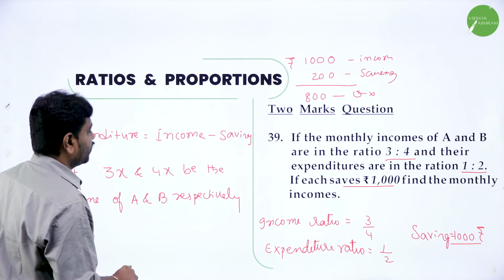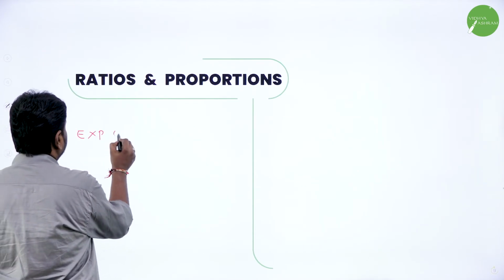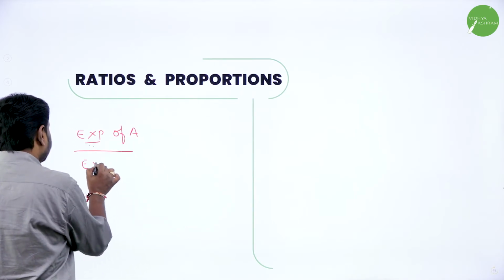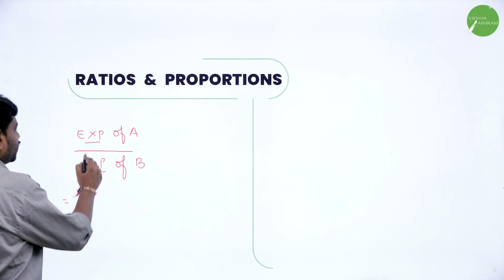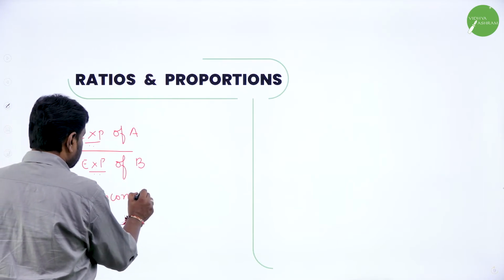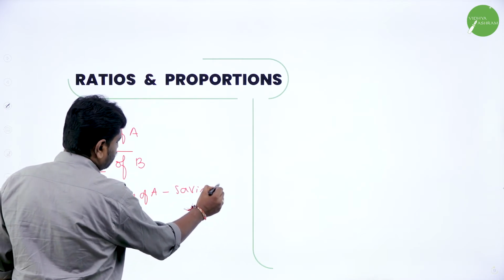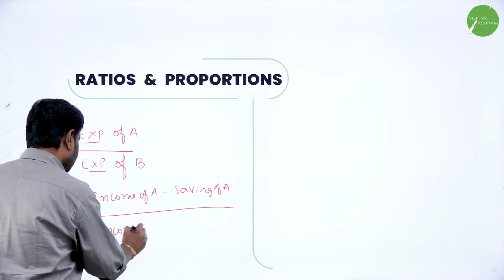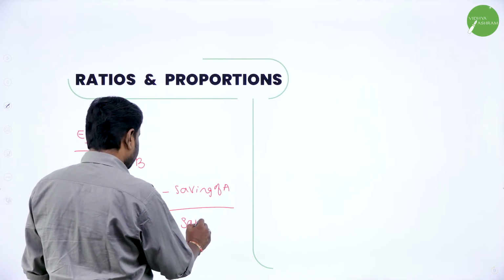Then they want the expenditure ratio. So for the expenditure ratio, I'll take expenditure of A by expenditure of B. This is a ratio. This is what they want. That is, income minus savings of A, that is income of A minus savings of A, by income of B minus savings of B.